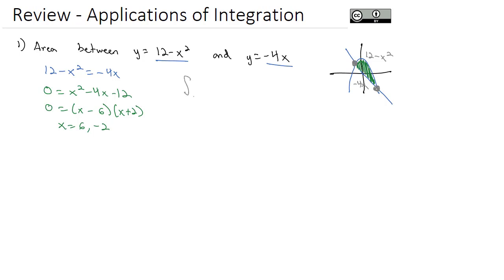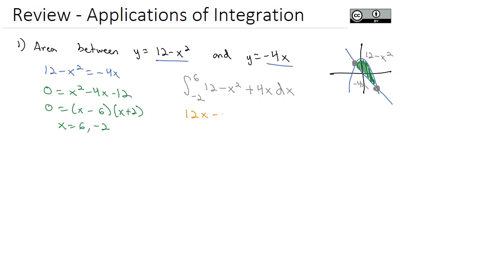We're going to integrate from negative 2, which is the one on the left, up to 6, the one on the right. The top function is 12 minus x squared. And then we'll subtract the bottom function, which is negative 4x, making sure we distribute that all the way through as needed. This is what we want to solve to find the area between those two curves.